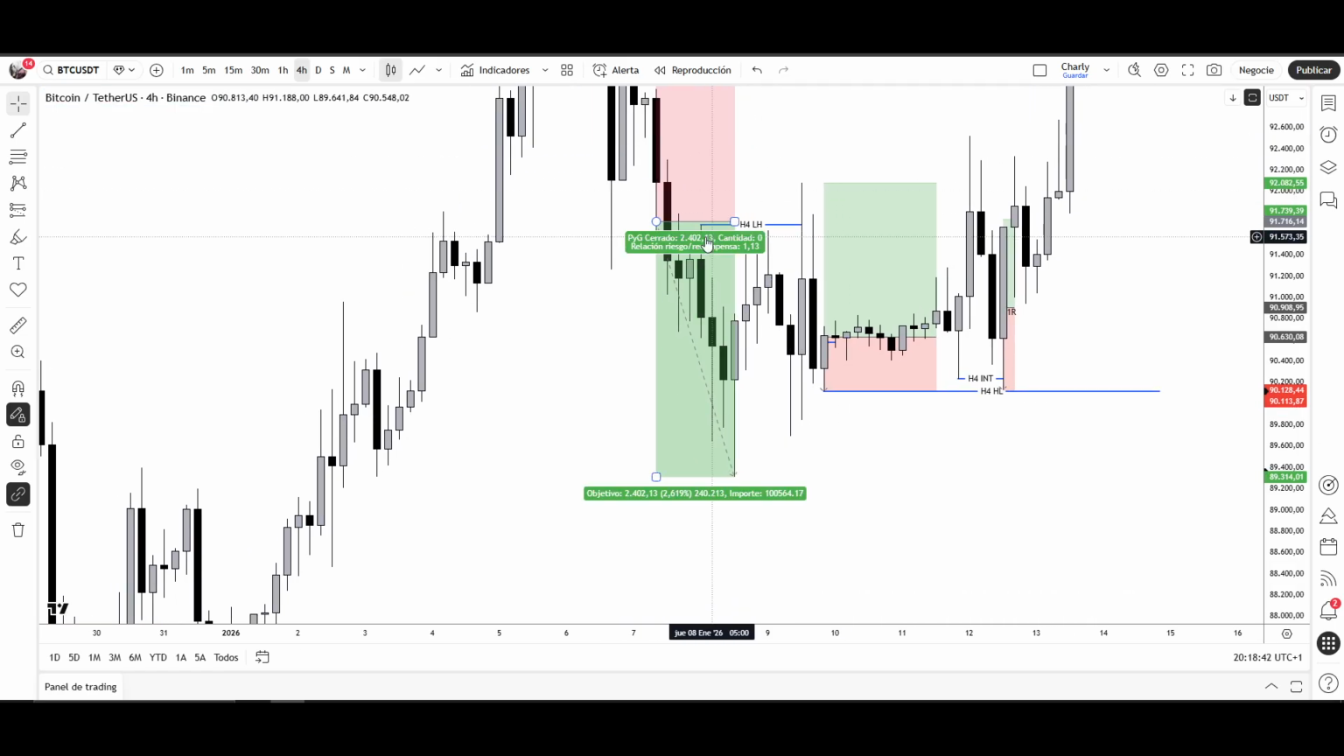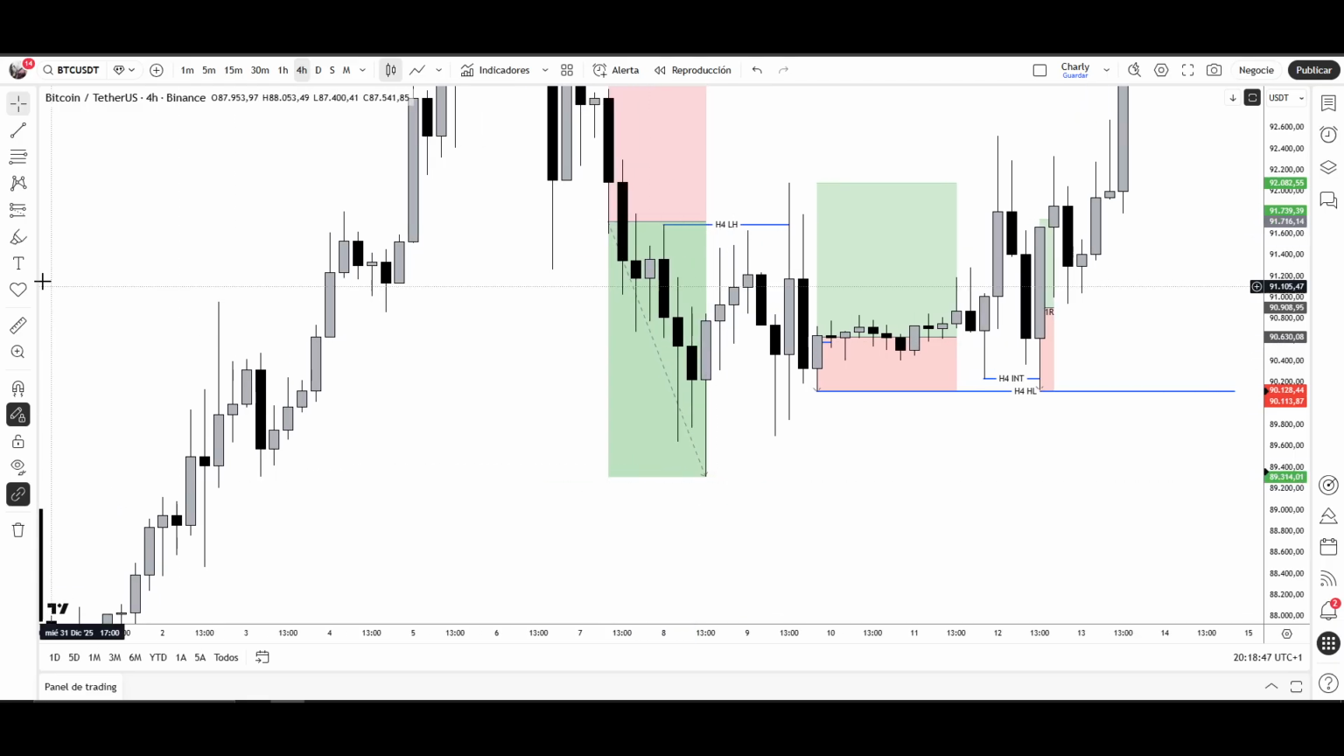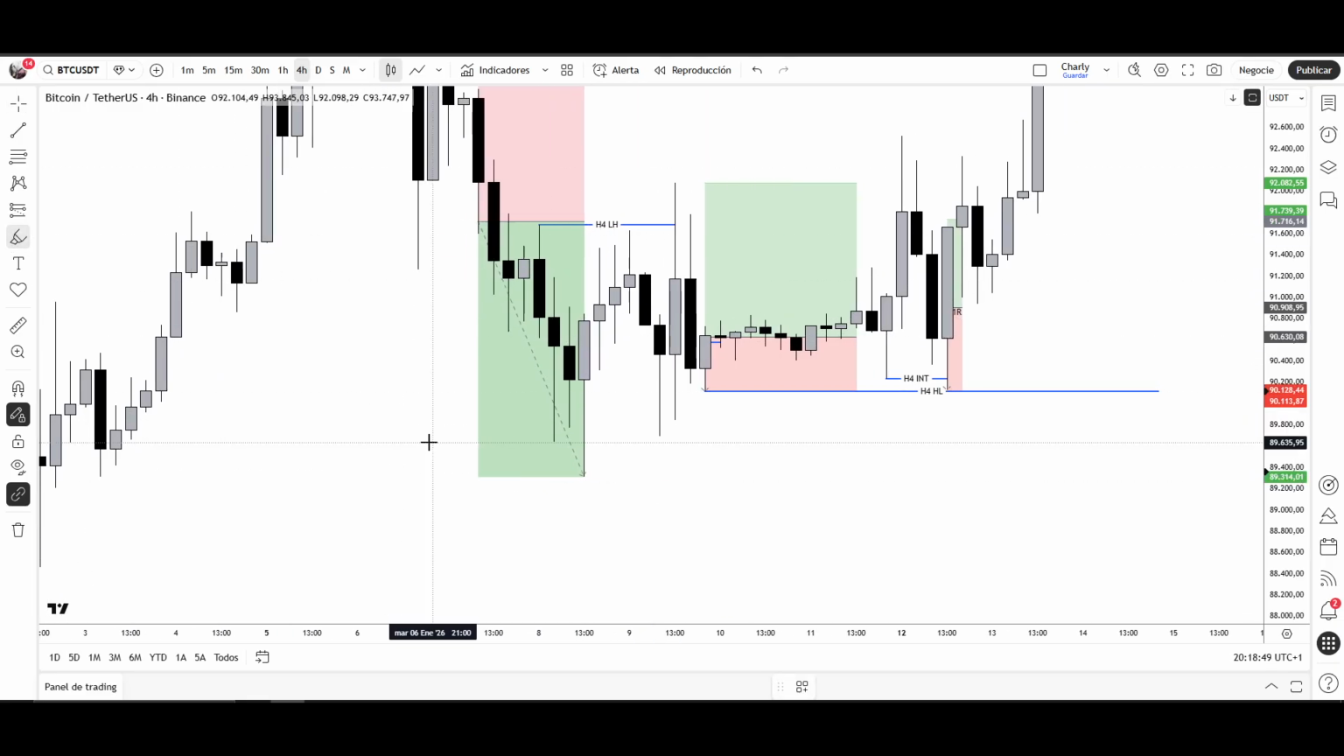Anyways, we have this bearish range, a high that makes a low, but realize that the exact same way we do it on the M5, we do it on the H4.